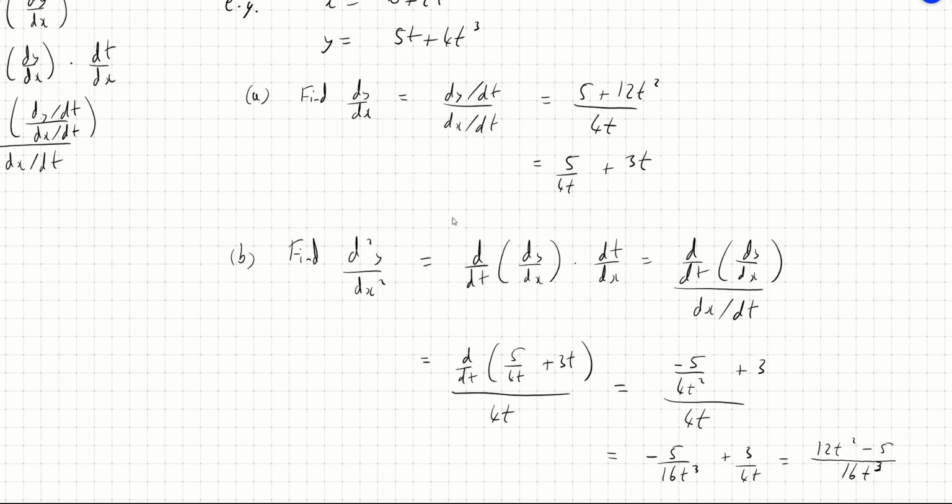So that's how we work out a second derivative when our functions are defined parametrically. We just use the chain rule twice. There's a formula you can use, but you don't really need to learn it. As long as you're familiar with the chain rule, you can just work it through, as I did.